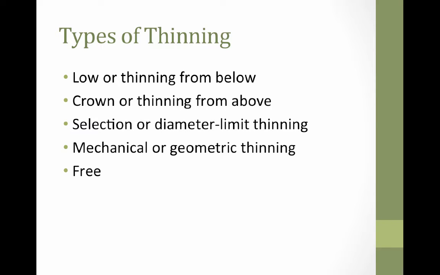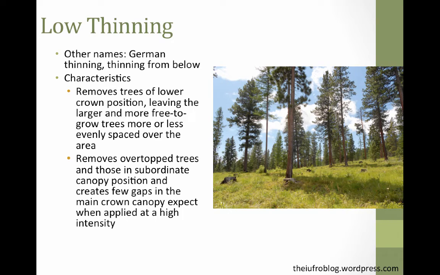So we're going to go through these types of thinning. There's low thinning or thinning from below, crown thinning or thinning from above, selection or diameter limit thinning, mechanical or geometric thinning, and free thinning. So low thinning. Some other names include German thinning and thinning from below.